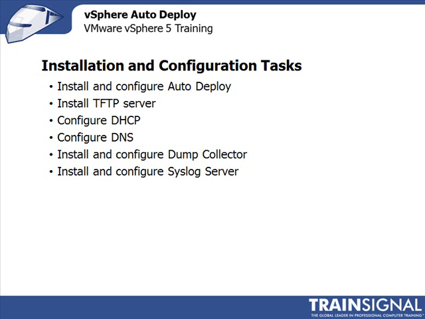We're going to configure DHCP. We're going to configure DNS. And towards the end of the lesson, we're also going to install and configure the dump collector and the syslog server so that you know how your ESXi hosts that don't have local storage can store the dump and the syslog information.